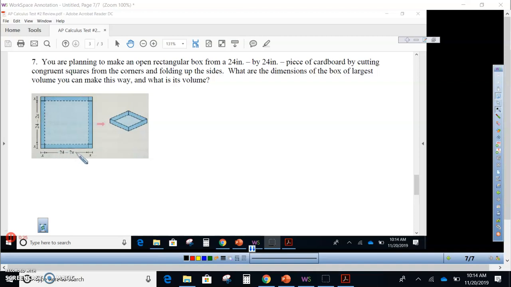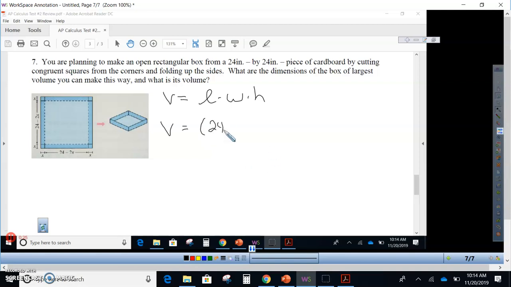So the nice thing about this problem is that they give you the 24 minus 2x, so volume is just length times width times height. So what we have is 24 minus 2x times 24 minus 2x, because that's the length and the width, and then the height will be x. Okay, and so what I would encourage you to do is multiply this, because what they're asking for is the largest volume. Okay, so calculus speaking, they're asking for a maximum. So if they're asking for a maximum, we're going to need the derivative, and it'll be a lot easier to take the derivative if we turn this into a polynomial.